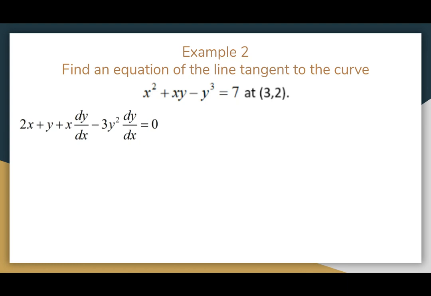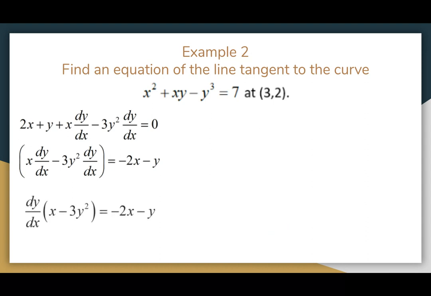Now, the goal anytime you're trying to find the derivative of one of these equations is just to isolate dy/dx. So in this case, I'm just going to subtract these values over to the other side. No problem there. And now I'm going to take what's left and pull out a dy/dx. Not too bad either. And now just divide both sides through by that x minus 3y squared to isolate my variable. Okay, so now I've got an expression for any point on this line.